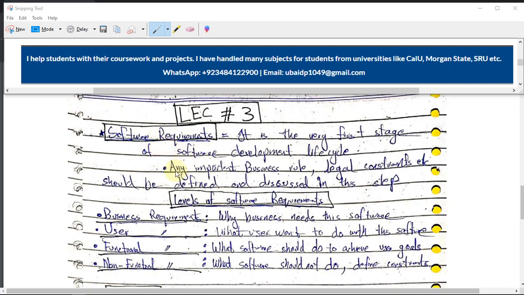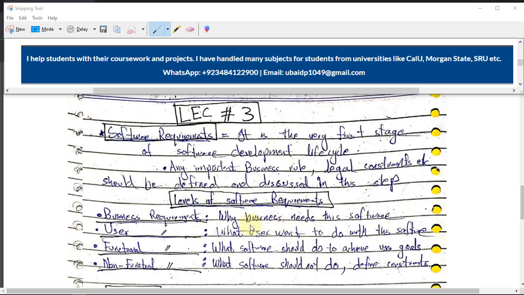And there are some levels, as I said, we will discuss it in parts. So there are four parts of this requirement phase. One is the business requirement, second the user requirement, then the functional requirement, and the non-functional requirement. Let's see it one by one. The business requirement is the why: why the business needs this software or this system you are developing. So why is there really the need of this system, right?